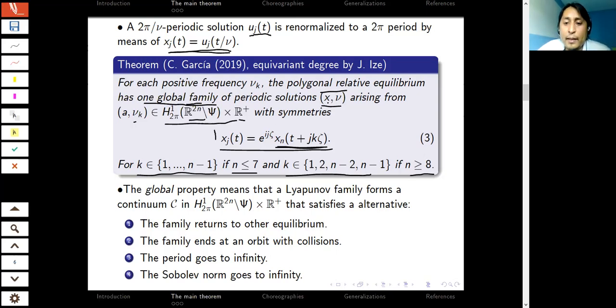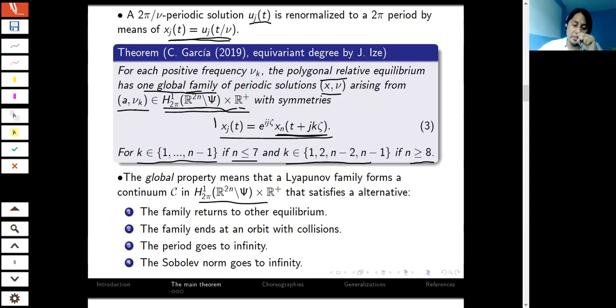So I have a family, which is the family of periodic solutions with normalized period 2 pi and the frequency in this space. And this is arising from this point. What is the point? The polygon, and the frequency is the normal frequency. And now I can see that family. And that family has to satisfy in this space one of the following alternatives. The family needs to return to another equilibrium, or the family ends at an orbit with collision, or the period goes to infinity, or the Sobolev norms go to infinity.